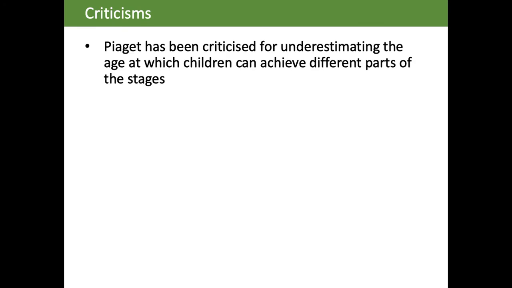So the first one is that Piaget has been criticised for underestimating the age at which children can achieve different parts of the stages. For example, if we think about that idea of looking for something under a blanket, when Piaget said that to begin with, children don't understand that there's something there because they don't look for it under the blanket. Well, it might actually be that they just don't have the coordination to continue looking for it when they're younger. And because they can't speak yet and we can't communicate with them, we can't tell whether they know that that object is still there or not.